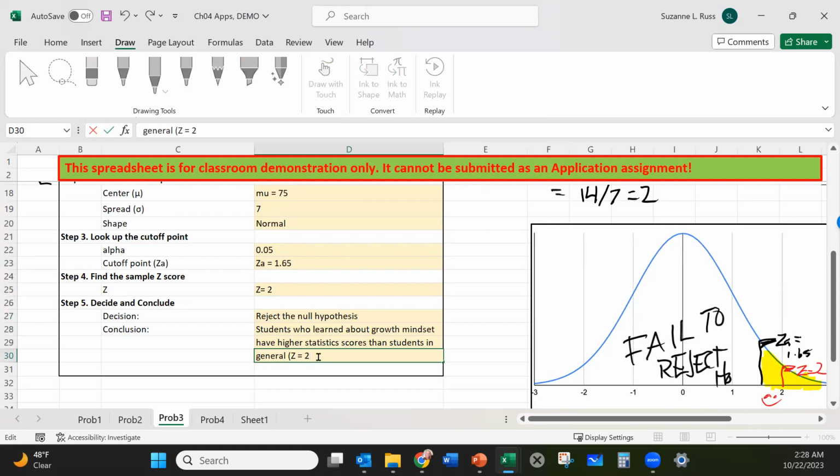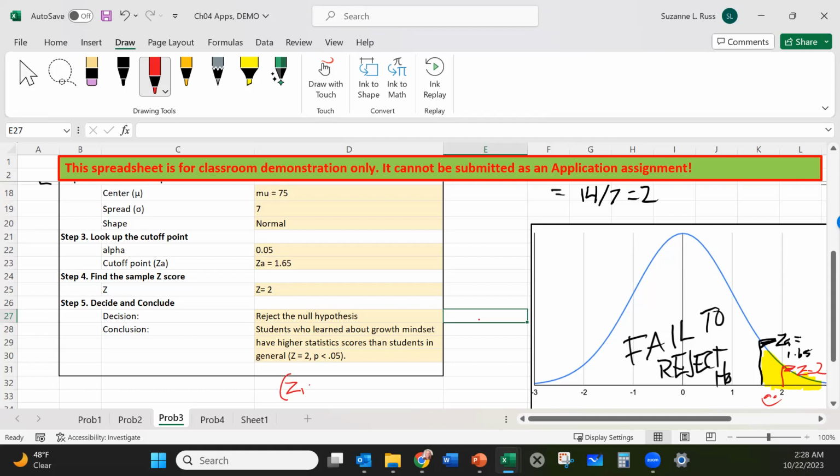Z equals 2. And then we put, because we rejected the null hypothesis, we tell what the probability is of getting that kind of score. And the chances are less than 0.05, less than 5%. And now we are done with the problem. If we were going to write that by hand, we would just write at the end of the conclusion, Z, and you might write that 1, meaning there's 1 person in the sample, equals 2, P less than 0.05. That's how it would look written by hand. All right, I hope that was helpful.